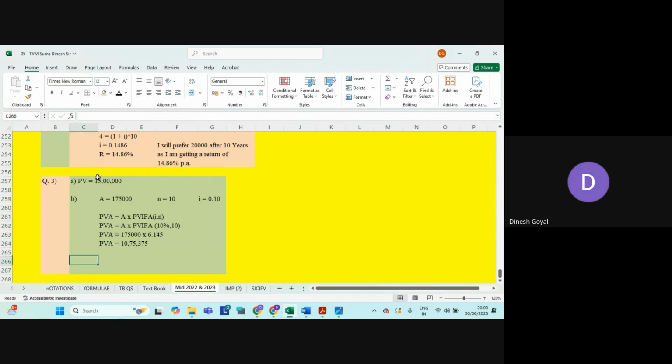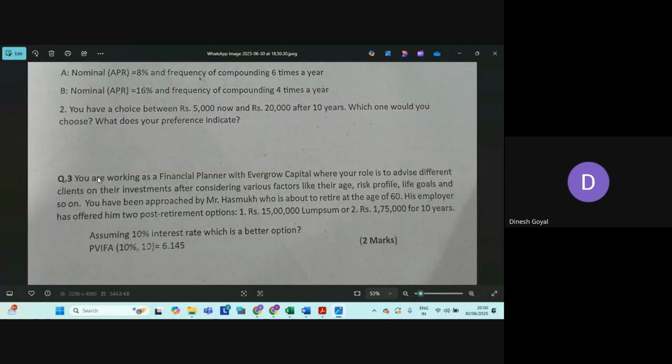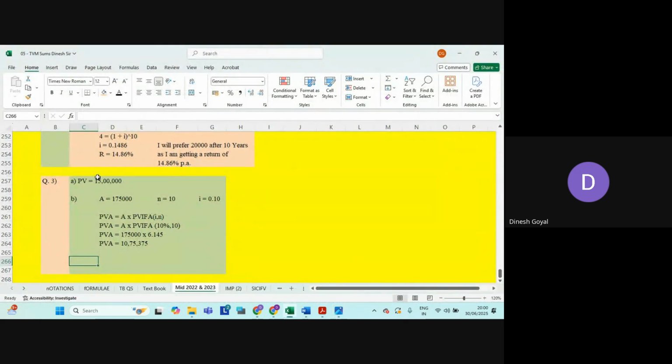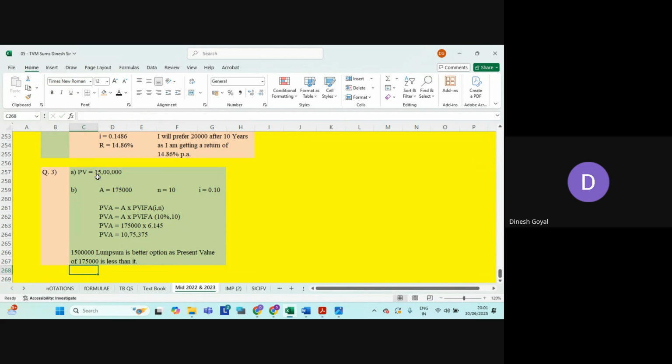See, what they have asked is which is the better option. So you will write: 15 lakh lump sum is the better option as the present value of 1,75,000 is less than it. And if this had come to more than 15 lakh, then this option would have been better, right?